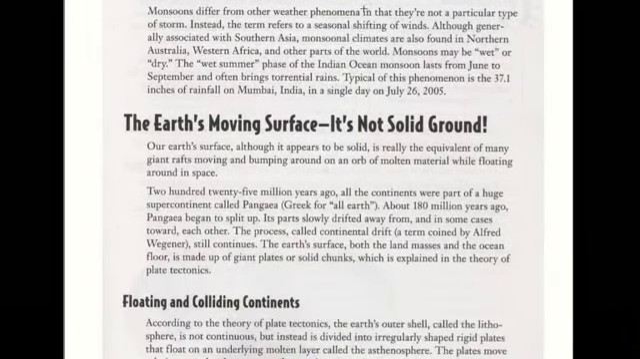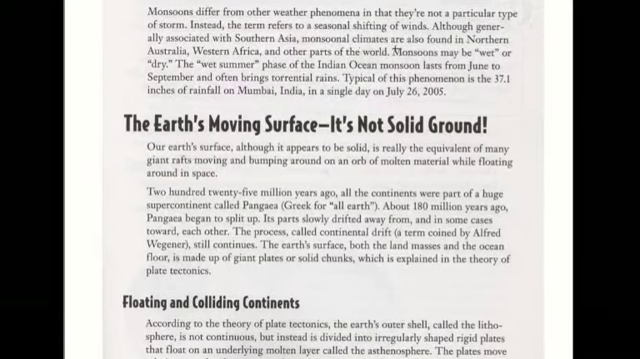Monsoons differ from the other weather phenomena in that they're not a particular type of storm. Instead, the term refers to a seasonal shifting of winds. Although generally associated with southern Asia, monsoonal climates are also found in northern Australia, western Africa, and other parts of the world. Monsoons may be wet or dry.